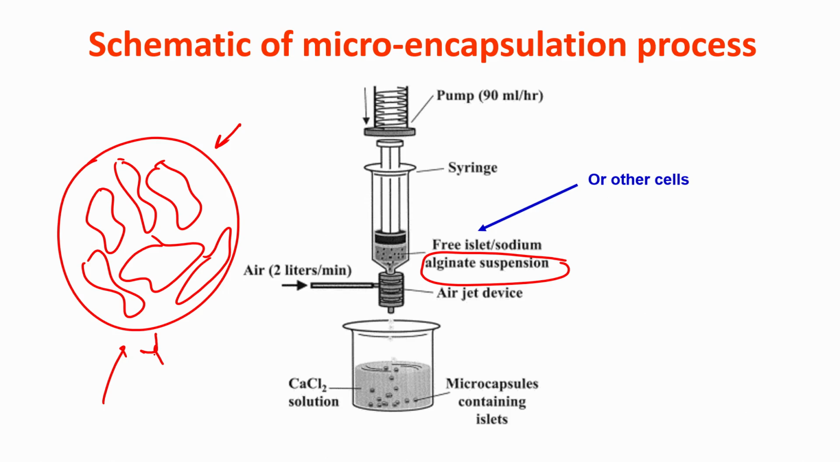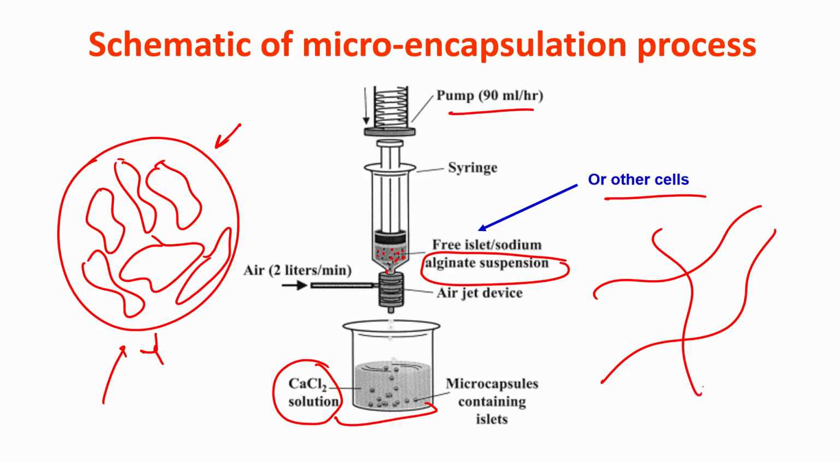So, what you have done is you have suspended the alginate at a certain concentration in which the pore size will be such that it follows what I just described. You can put islets or some other cells for that matter, and then there is a pump which is pumping this alginate solution containing cells through a syringe with a certain diameter, and it is being pumped into a calcium chloride solution.